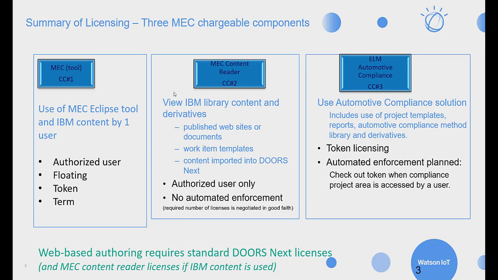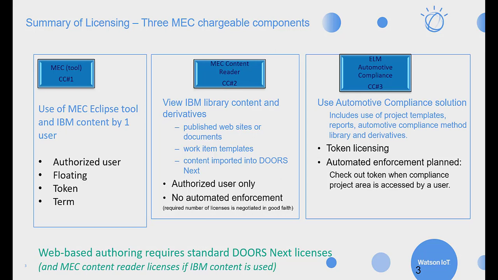That includes the published websites or any documents you generate from that content, or if you import the content into Doors Next, then you would need a content reader license for each person accessing that content in Doors Next. There's only one form of licensing for the content reader. It's authorized user only. There's no automated enforcement because you're publishing this typically to your own web server, and there's no way for us to track how many people are using it at any given time. So the required number of licenses has to be negotiated with your IBM seller in good faith.